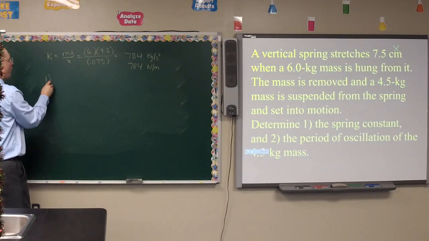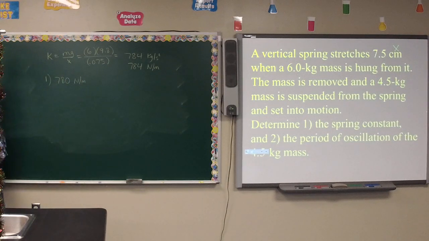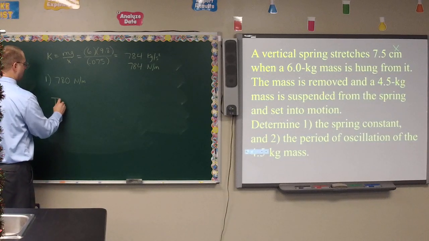So for part 1, I'm going to round my answer to 780 newtons per meter, but I know the actual number is 784, and that's what we'll have to use as we move forward. Did we get the first part of the problem correct? All right. Second part of the problem says we now take that 6 kilogram mass off and we put a 4.5 kilogram mass instead, set it into motion. We want the period of oscillation.